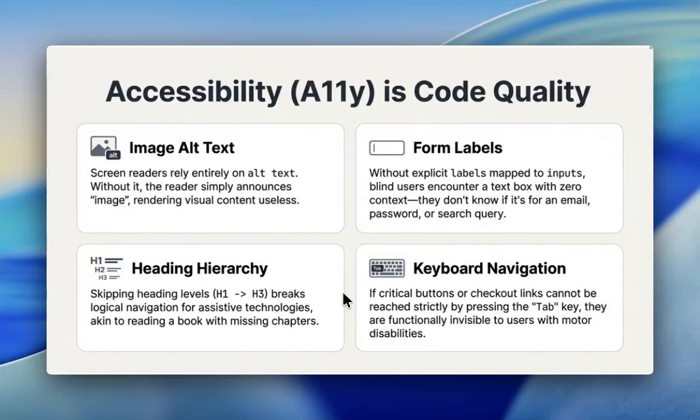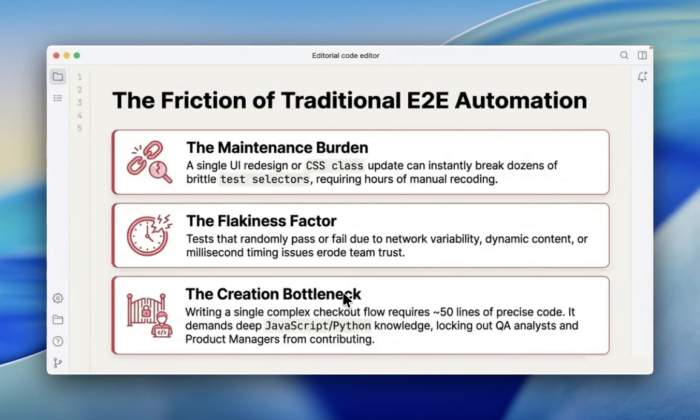Skipping heading levels from H1 to H3 breaks logical navigation for assistive technologies, akin to reading a book with missing chapters. If critical buttons or checkout links cannot be reached strictly by pressing the tab key, they are functionally invisible to users with motor disabilities.